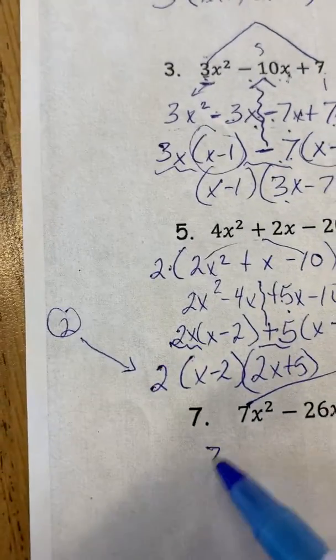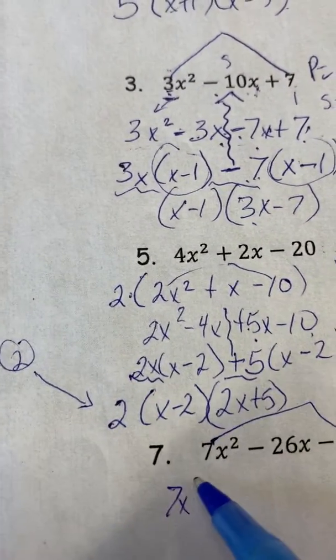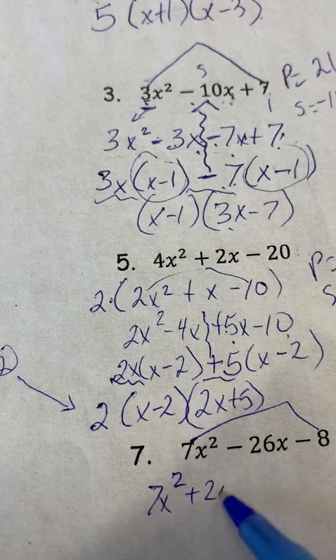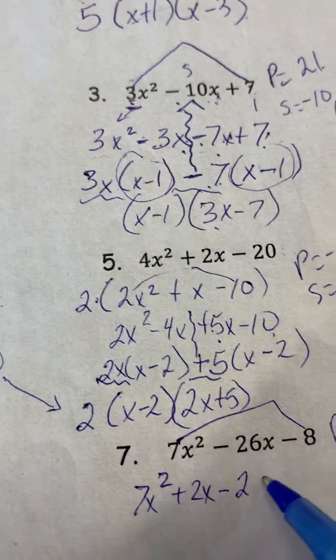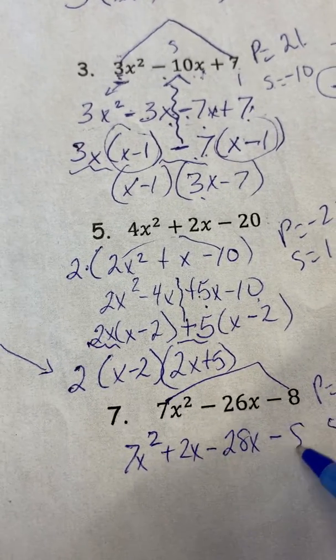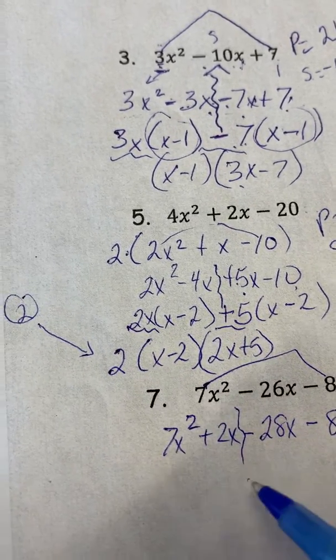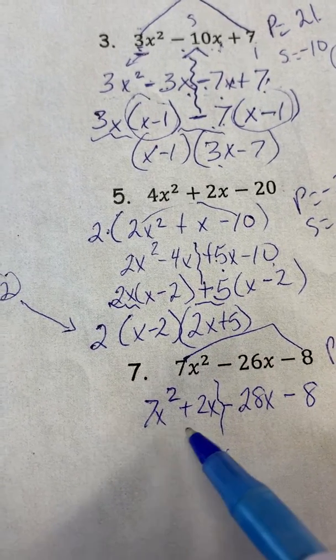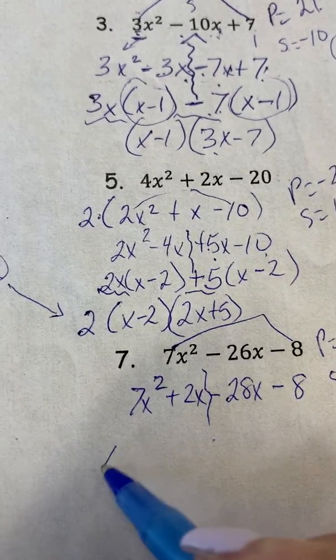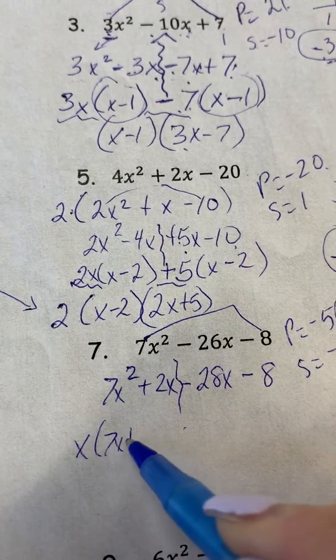So now I'm going to move over here, remembering that the first term I don't touch. Okay, I'm going to put the plus 2x together, negative 28x minus 8 together, and now I'm going to squiggly line it. What comes out of 7x squared and 2x? Simply an x, and I'm left with 7x plus 2.